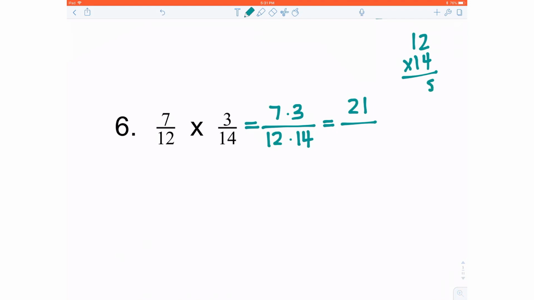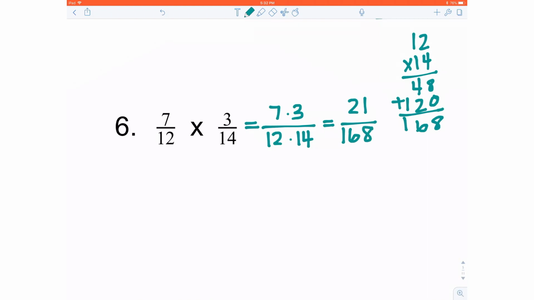4 times 2 is 8. 4 times 1 is 4. 1 times 2 is 2. 1 times 1 is 1. 8 plus 0 is 8. 4 plus 2 is 6. 1 plus 0 is 1, so 168. So it's 21 over 168. I got those numbers confused.